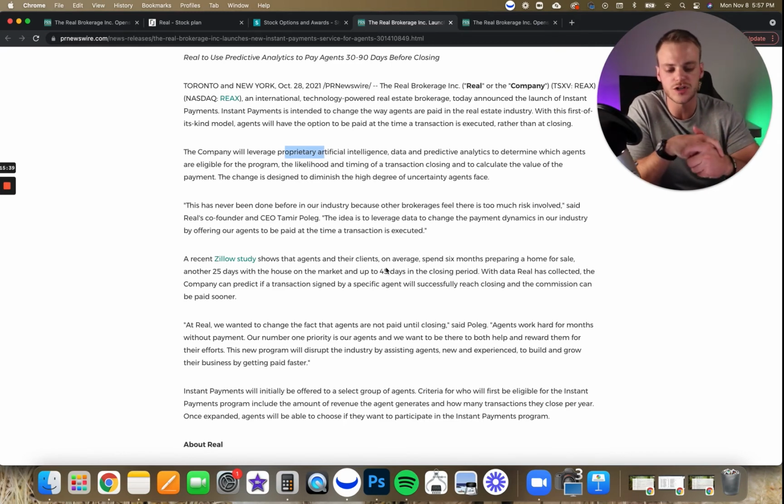However, Real Broker is changing the way that they do it. They're being very careful with this, and that's why they can only charge a 3% fee, and they're really being smart about how they're going to approach this. So really cool information there.